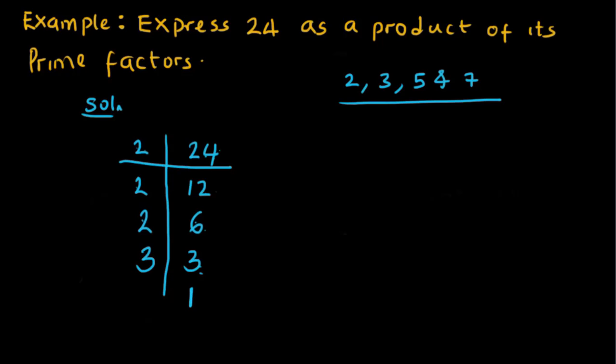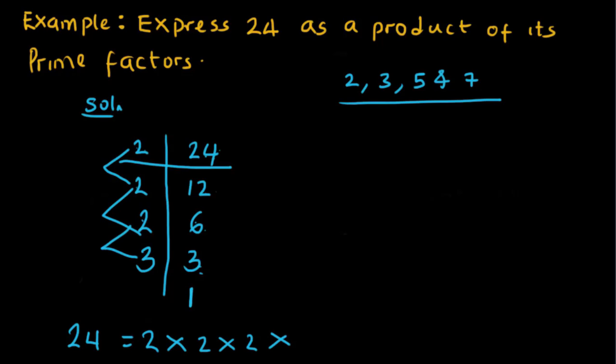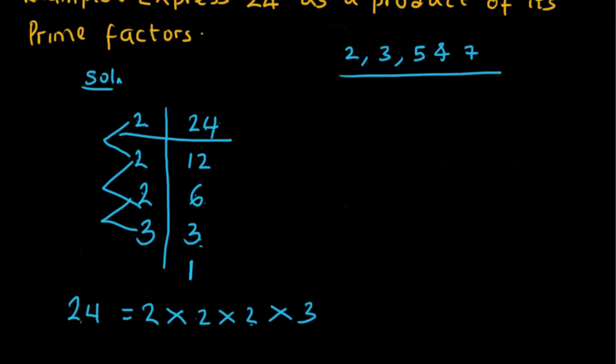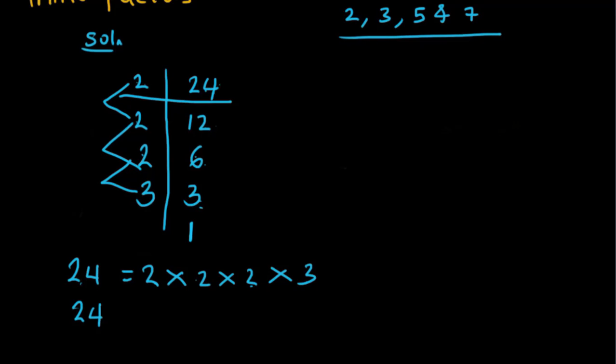So it means that as a product of prime factors, 24 equals 2 times 2 times 2 times 3. Do you understand? So 24 equals 2 times 2 times 2 times 3. So we can now go further and say 24 equals, how many 2's do we have? We have 1, 2, 3. So instead of putting 2 times 2 times 2, we can just say 2 raised to power 3. Can you see? How many 3's do we have? Just 1. So we can just put times 3.